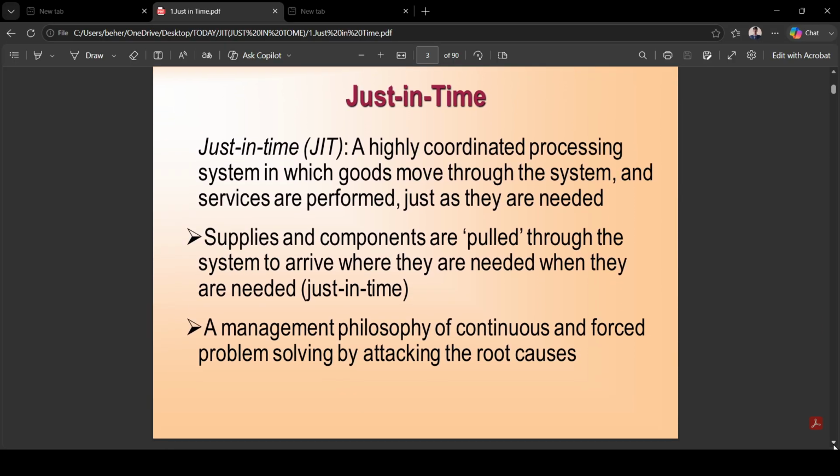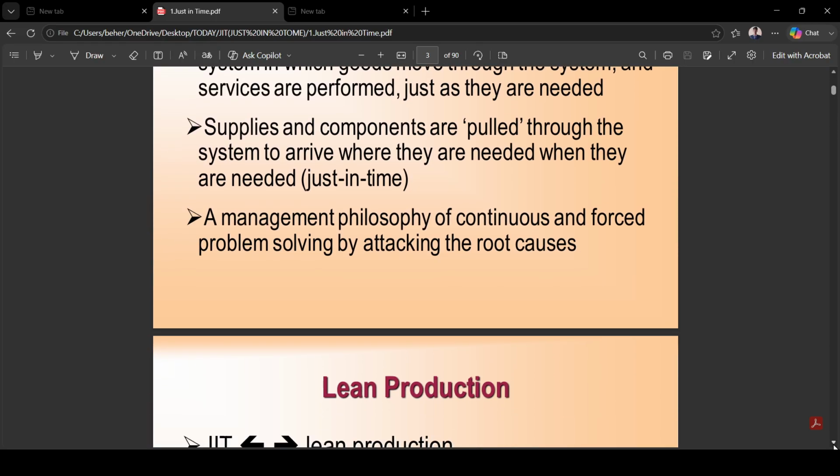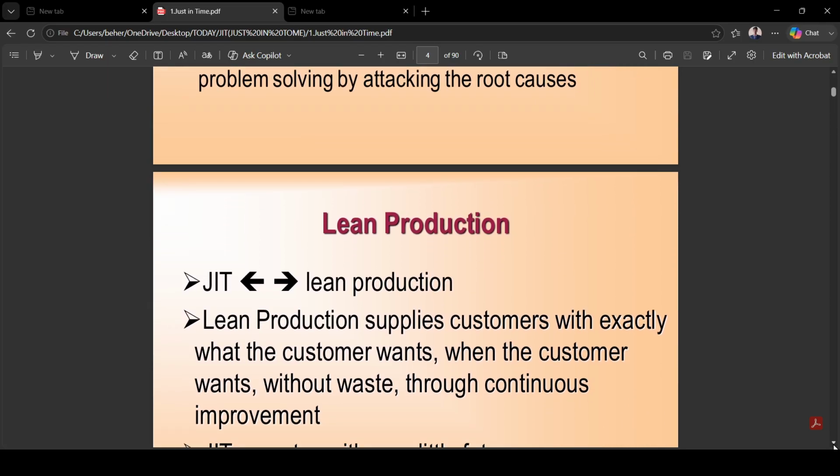Just in time: a highly coordinated processing system in which goods move through the system and services are performed just as they are needed. Supplies and components are pulled through the system to arrive when they are needed. A management philosophy of continuous and forced problem solving by acting on the root cause.